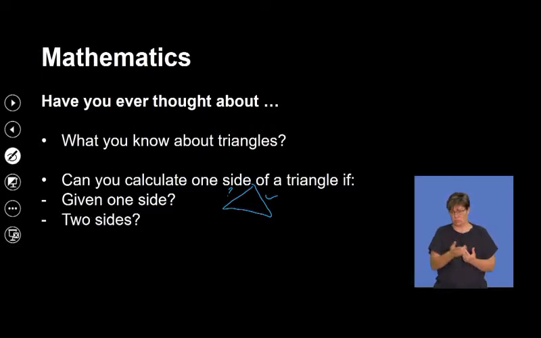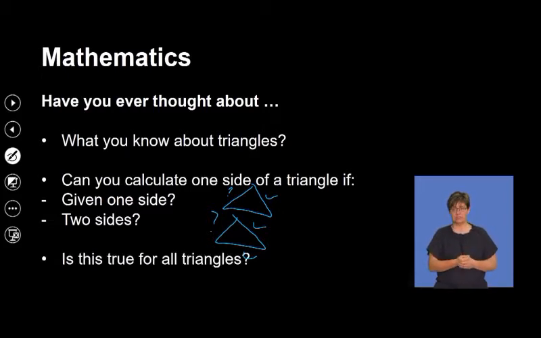Or also, if I'm given two sides, in the very same triangle, I'm given that one, I'm given this one, and they want me to find this. Can I find it? What can I use to do that? Then lastly, is this true for all triangles? Are there special triangles where this can be done, where I can find one side given one side, or given two sides? Or is it all triangles? Can I do that with each and every triangle?